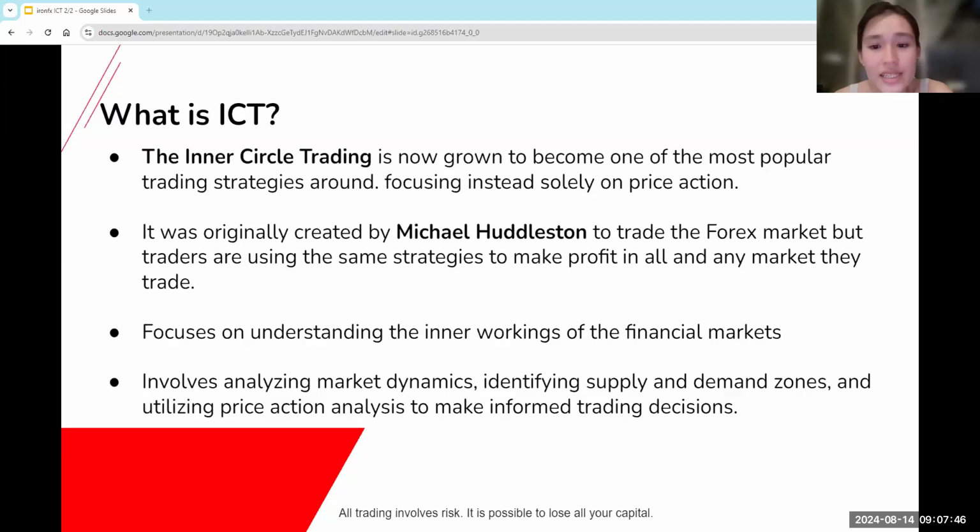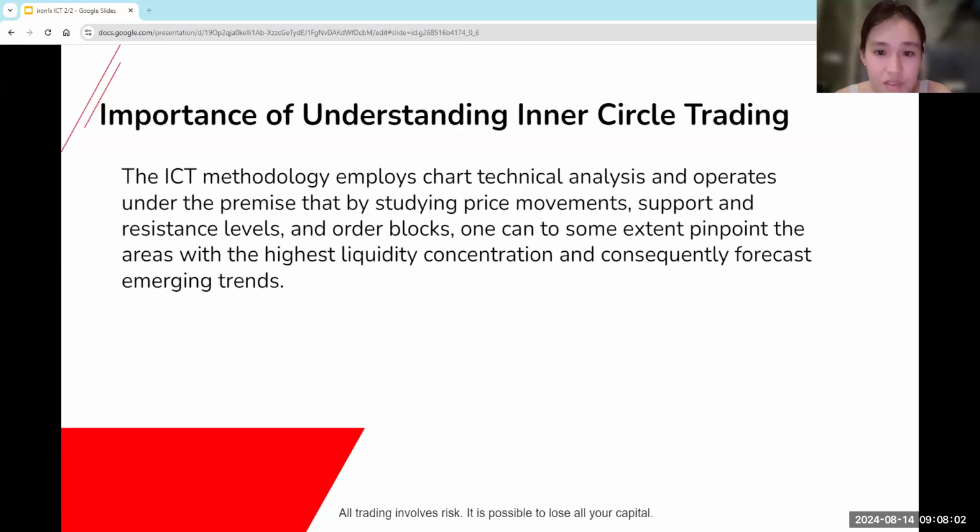So it involves analyzing market dynamics, identifying supply and demand zones, and we'll look at what exactly we mean by those in a little bit, and utilizing price action analysis to make informed trading decisions. So why is this important? In today's highly volatile and competitive financial markets, having a deep understanding of how the markets operate can give us a significant edge as traders.